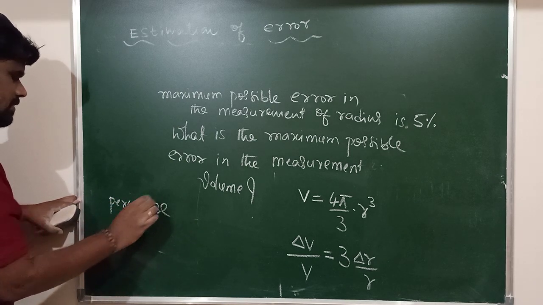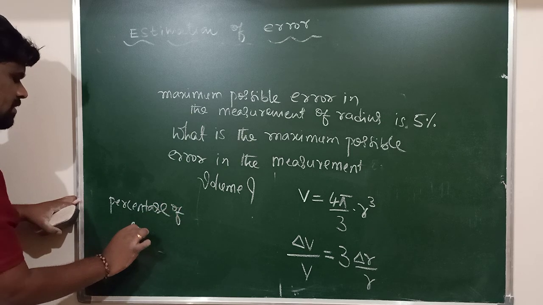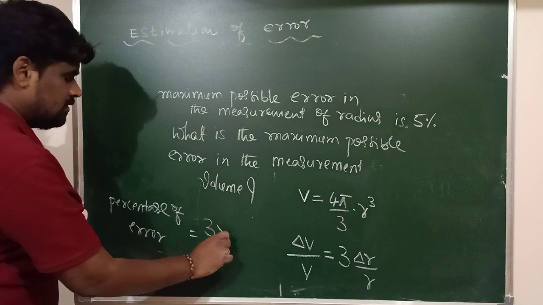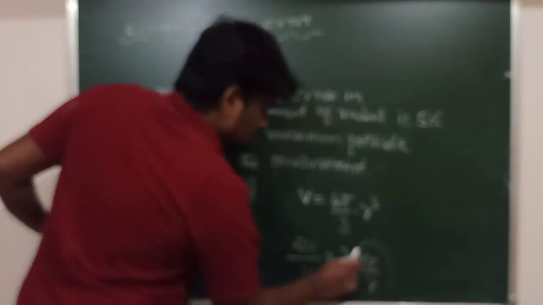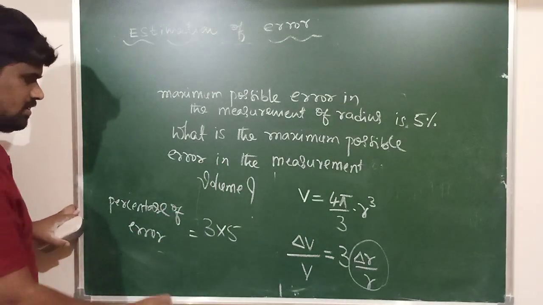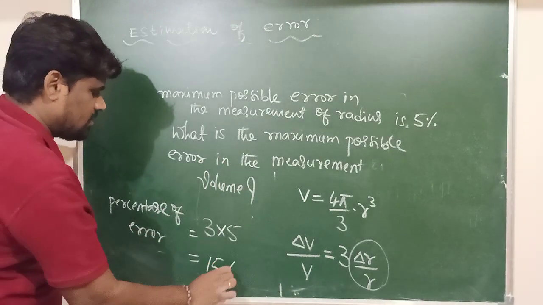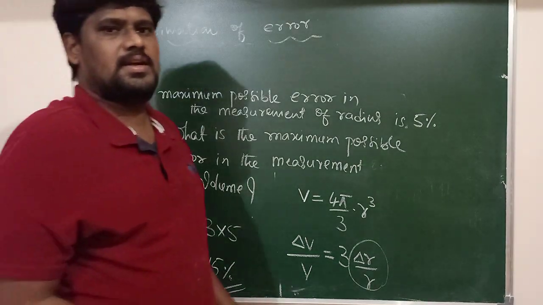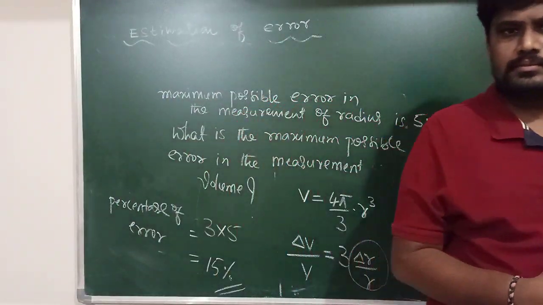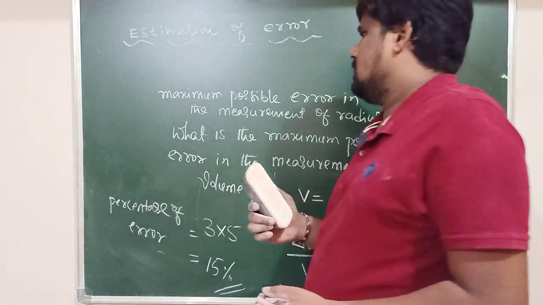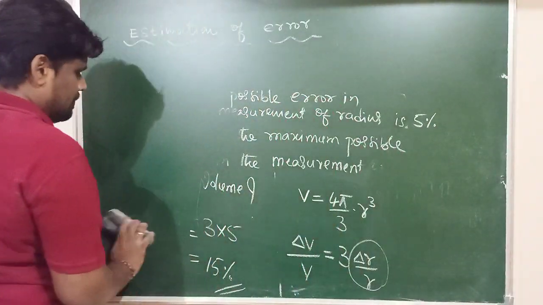The percentage of error in the volume is given by 3 times the percentage of error in the radius. What is the percentage of error? 5. Therefore 3 into 5, how much is the error here? 15% is the error in the measurement of what? The volume. Okay. So let me take one more example here.